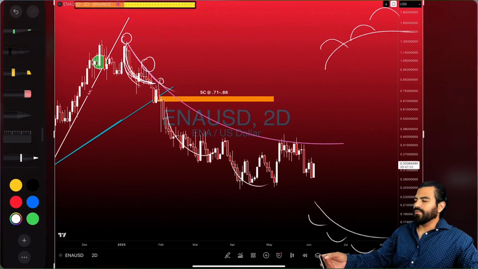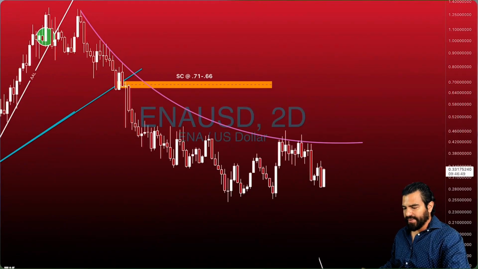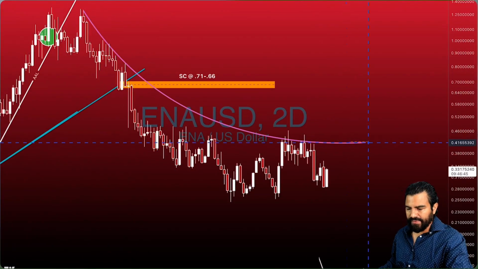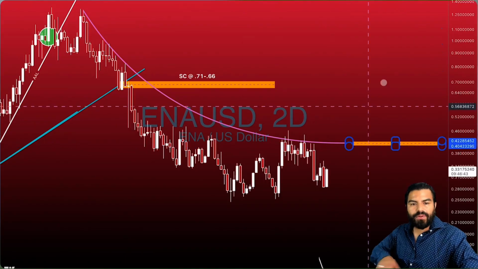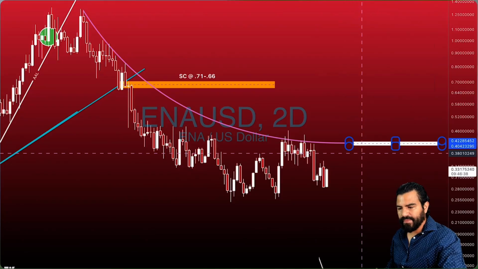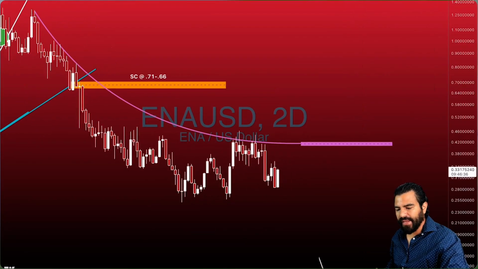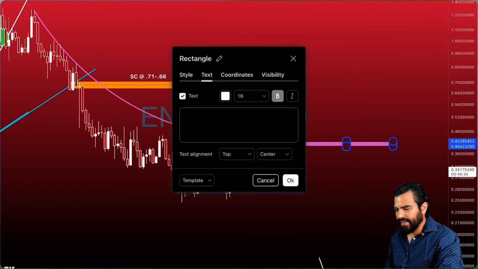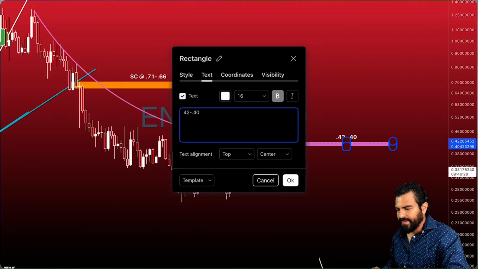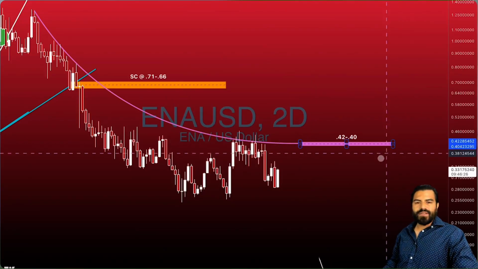Okay. When we have the key angle, we can do a few things with it. Number one, we can level it off to approximate where it levels off. Remember, it doesn't go backwards in time like a full circle because price doesn't move backwards. We're going to level it off about right there, and the price for that is 0.42 cents to 0.40 cents. So that's the area we're looking at. Okay, so that's the top.